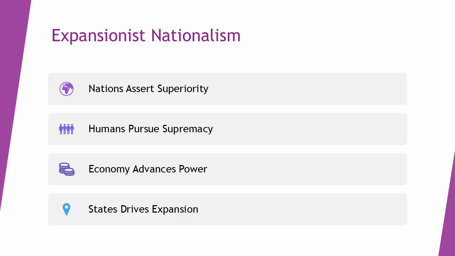The expansionist nationalist view on human nature states that humans are driven by competition and the pursuit of supremacy. The expansionist nationalist view on the economy states that economic strength should be used to advance national power. The expansionist nationalist view on society states that society should be united around ideas of superiority and national destiny. The expansionist nationalist view on the state states that the state should mobilize the nation towards expansion and dominance.